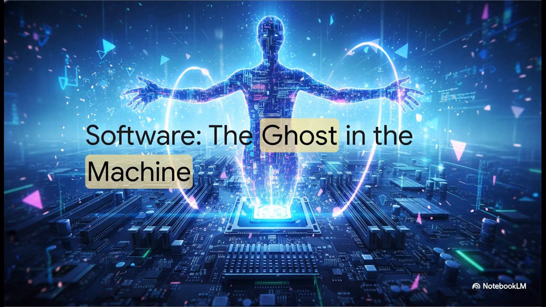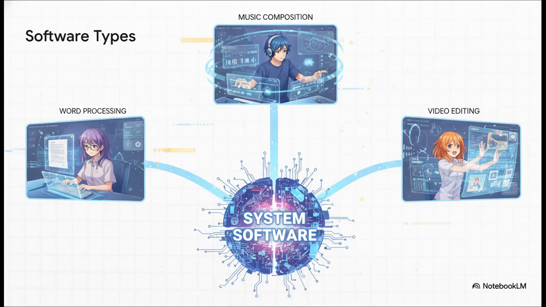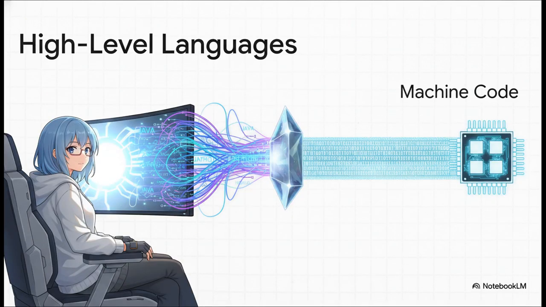So you've got this amazing hardware, right? But what tells it what to do? That's where software comes in. And software really comes in two main flavors: system software and application software. System software, like Windows, runs the whole show. Applications are the tools you actually use, like a browser. Humans use these languages to write instructions, which then get translated for the computer.